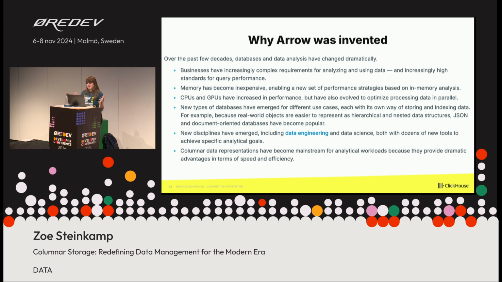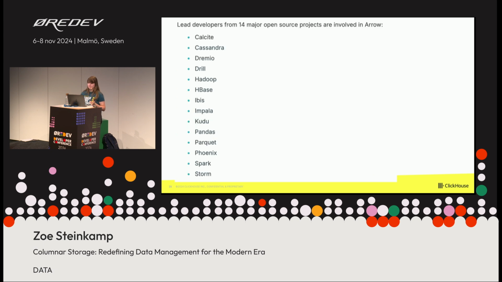Before then, yes, they existed, but it's become definitely more of a boom recently with dozens of new tools. And columnar data representations have become mainstream for analytical workloads because they provided dramatic advantages in terms of speed and efficiency. These are some of the lead developers from about 14 major open source projects that were involved, or still are involved, in Arrow.